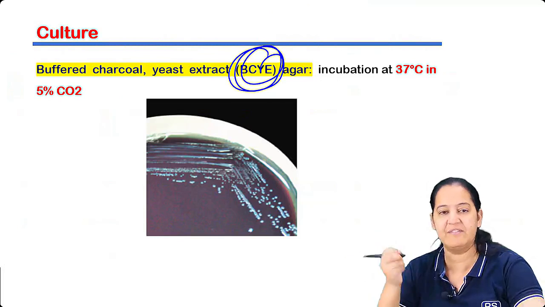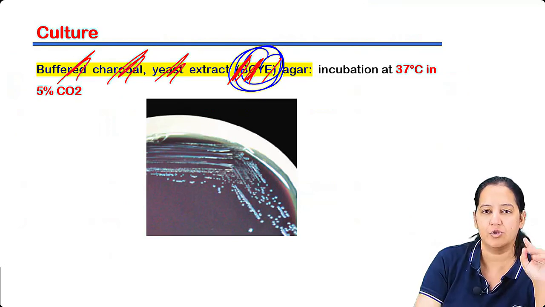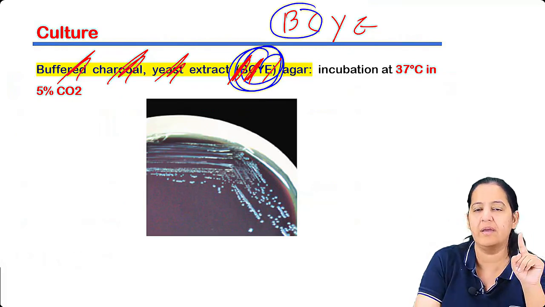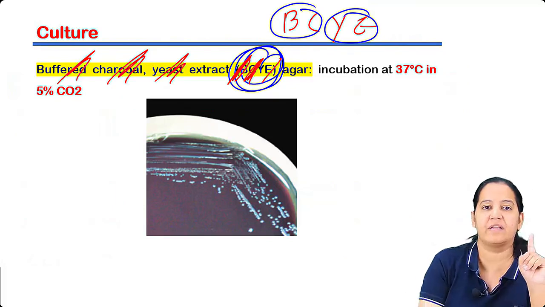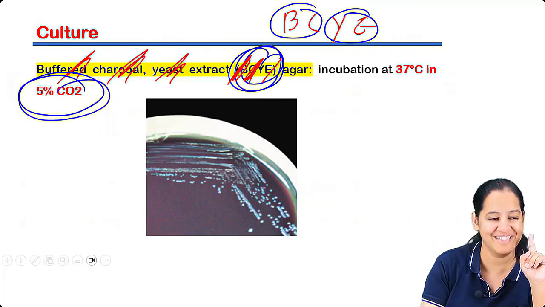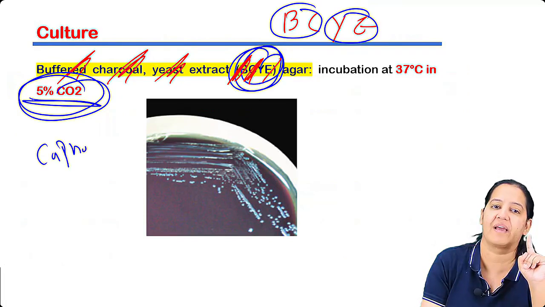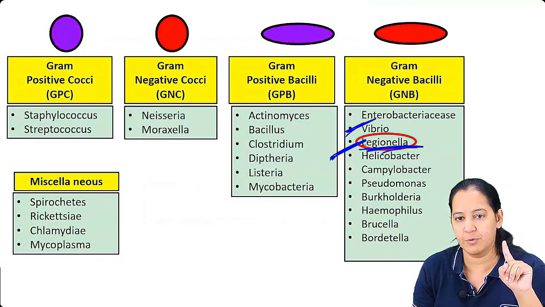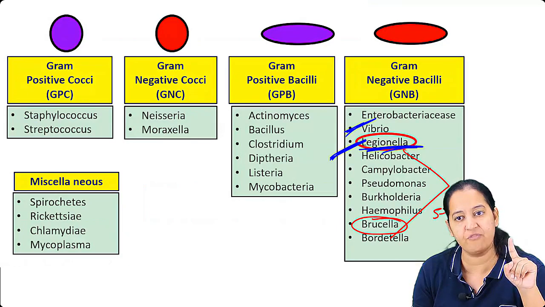What is the full form of BCYE? B is buffered, C is charcoal, and it is yeast extract. So buffered charcoal yeast extract. It is one of the bacteria which is capnophilic. It does not require oxygen. It requires carbon dioxide. It is known as capnophilic. Only 2 bacteria are capnophilic: one is Legionella and one is Brucella. These are the 2 bacteria which require 5 to 10% carbon dioxide.